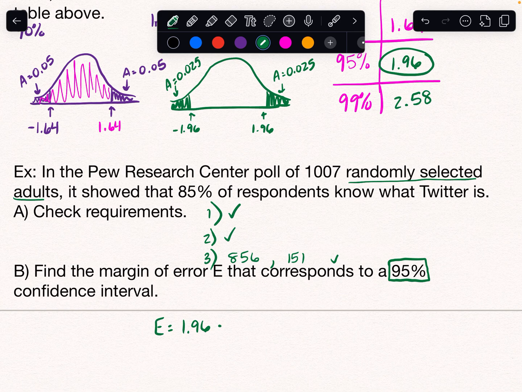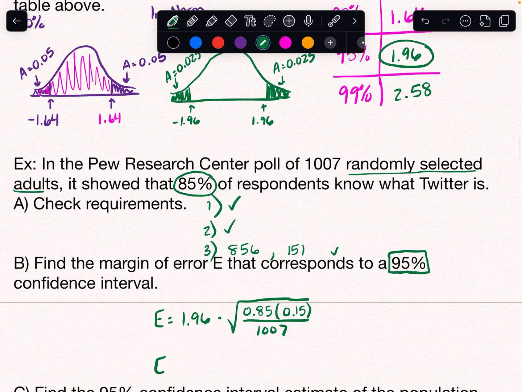And then I'm multiplying by the square root of our sample proportion value. So 85% is our success value, our p-hat, but I need to write it as a decimal, so 0.85. But then I want to multiply by our proportion of failures, so our percentage of people that don't know what Twitter is. So that's 0.15. P-hat and q-hat should always sum to be 100% because I either have one outcome or the other. And then I'm dividing it by my sample size, which is 1,007.